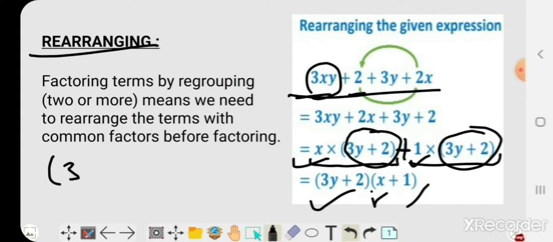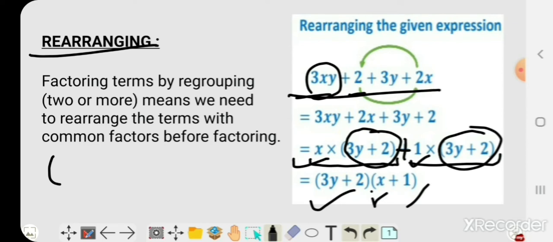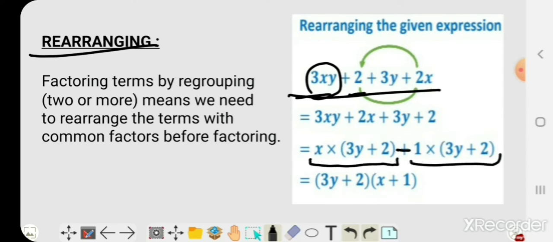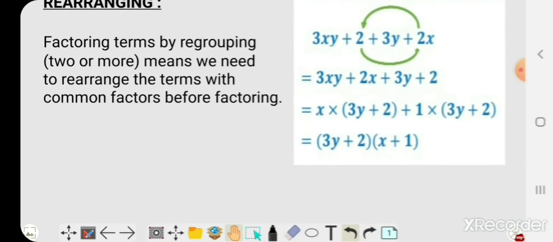Means one factor is 3y plus 2, another factor is x plus 1. So between these two factors there should be multiplication always, not any plus and minus sign. And we could rearrange that particular expression in another way also. Let me just do this. You can use any of the ways that you like.